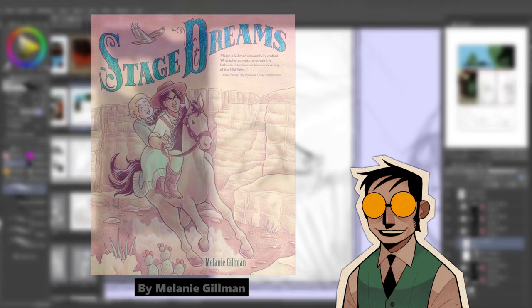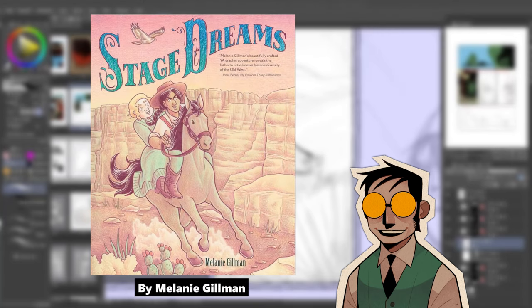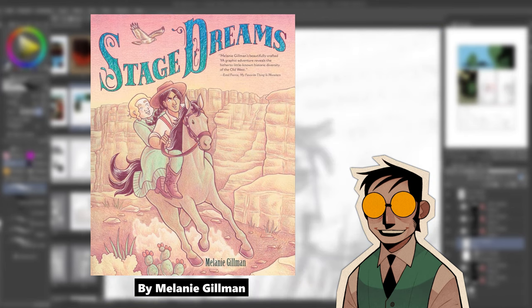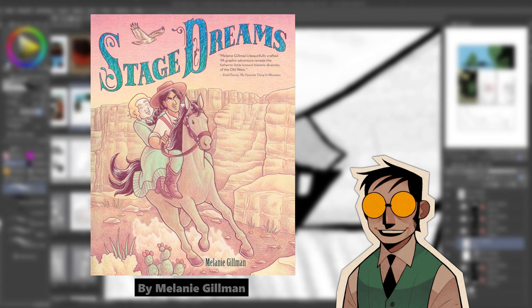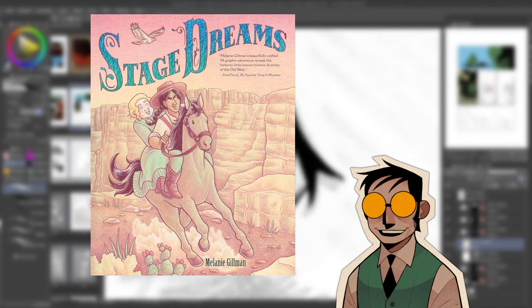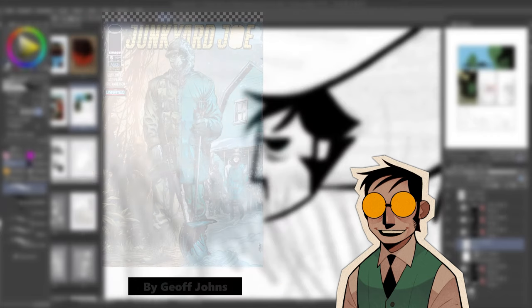Stage Dreams is a short, fun, Wild West story about two queer women trying to find a life in the Midwest. It's set during the Civil War and talks about roles, identity, and community. It's sweet, funny and dramatic, the art is done in these beautiful pastel shades and pencils.